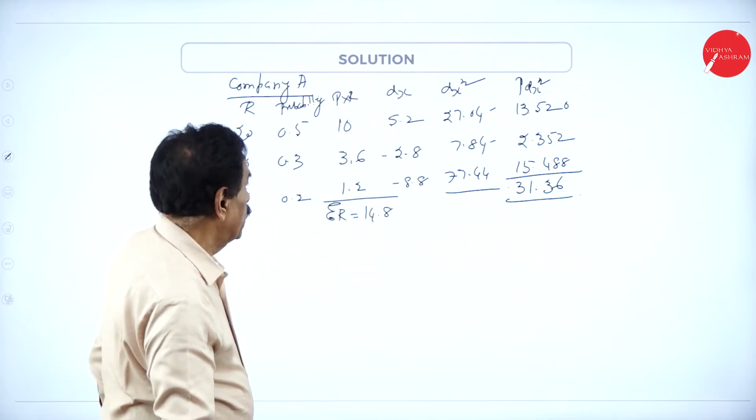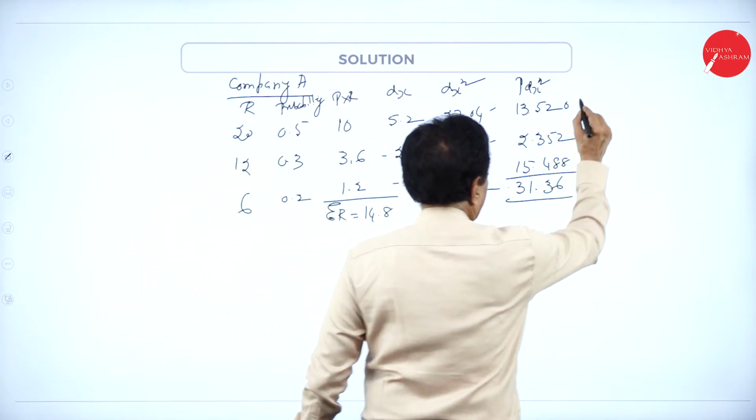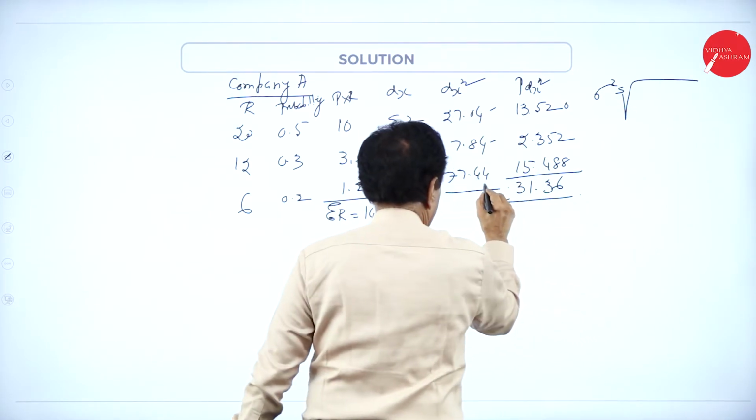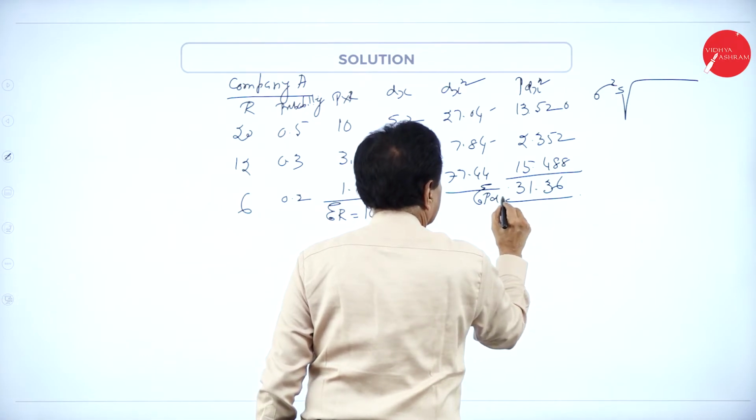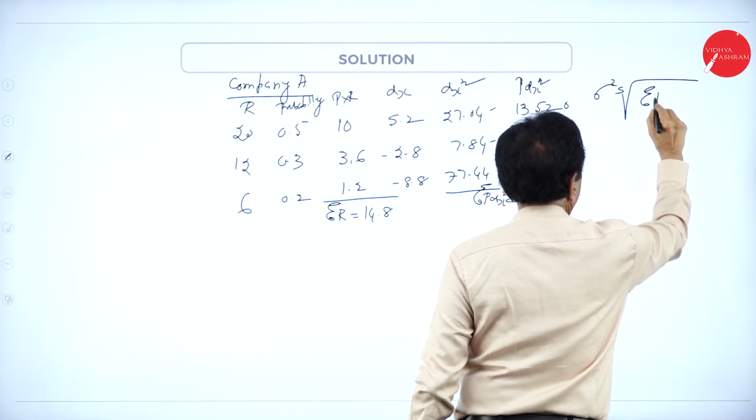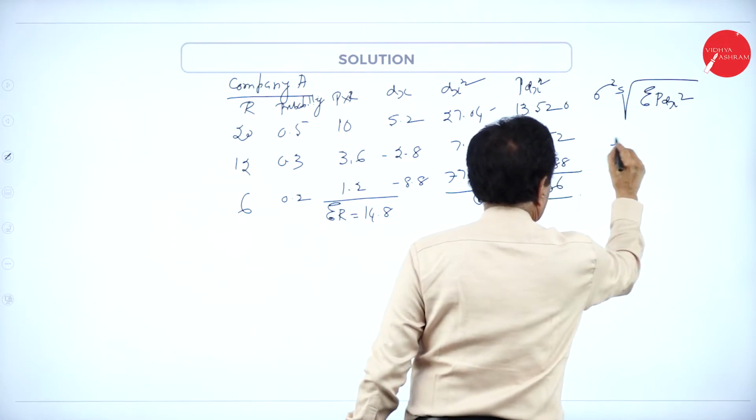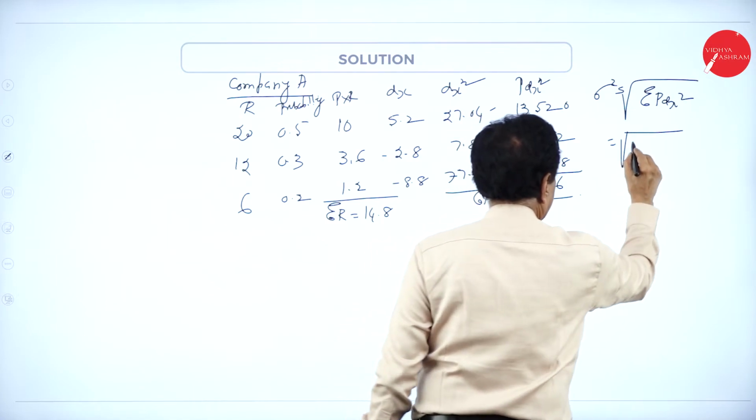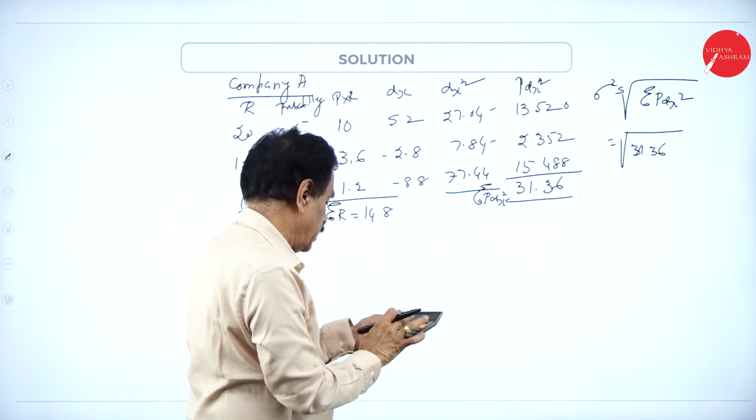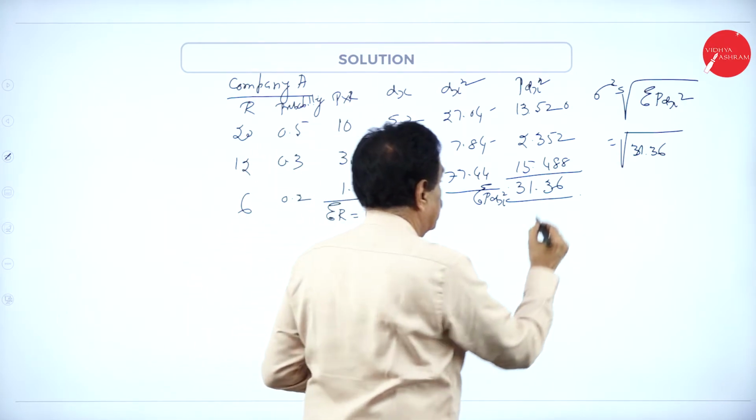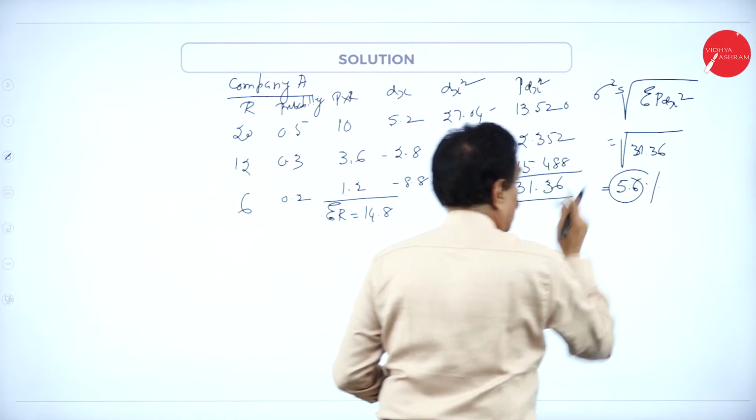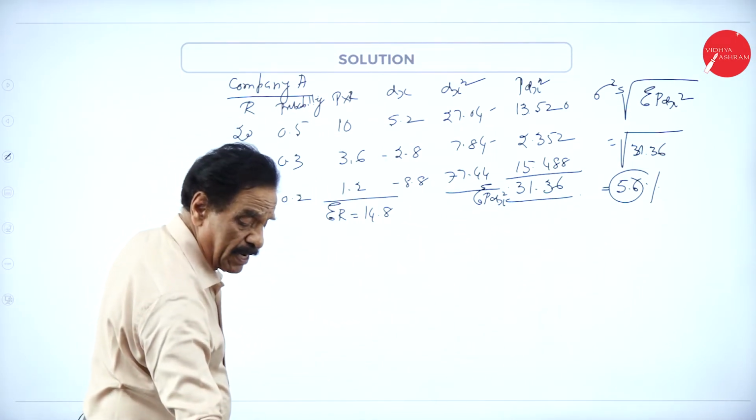31.36. So the standard deviation is the root of sigma P dx square, the root of 31.36. Root of this is 5.6. This goes in favor of company A.